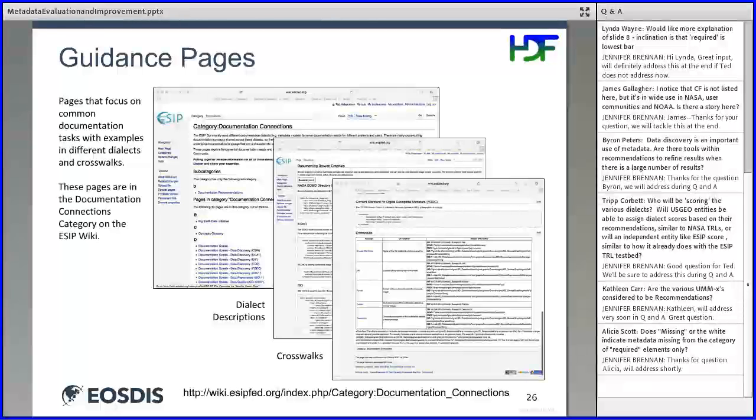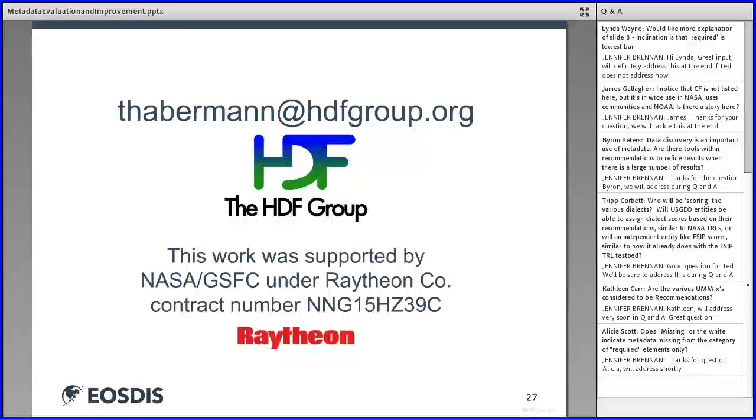So again, these are on the ESIP wiki, and of course, anybody that's listening to this presentation can have an account on the ESIP wiki, contribute their examples and their experiences to these pages. We're using the ESIP wiki because it's really a broadly available tool that the whole community and all the communities that we're dealing with can use. And that is the last slide.